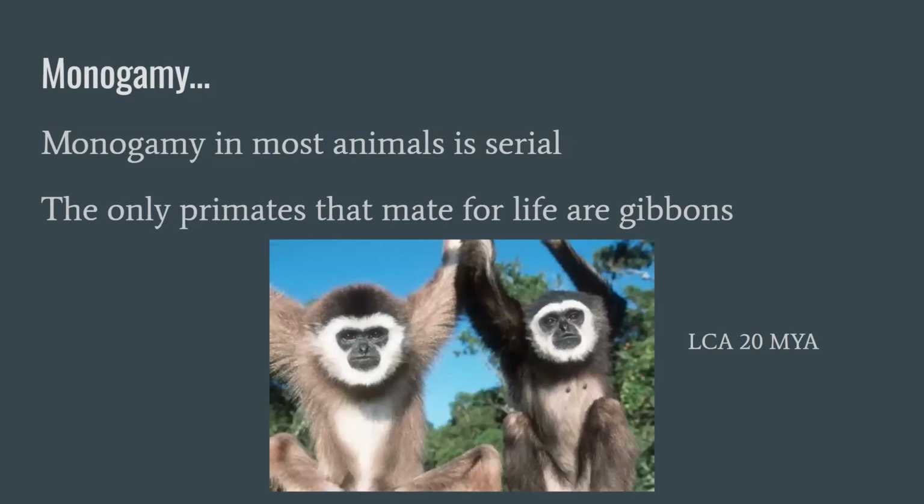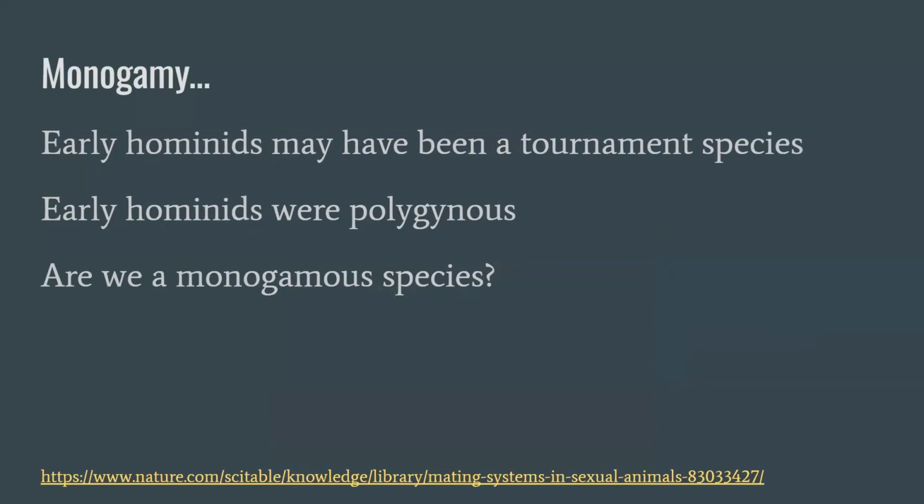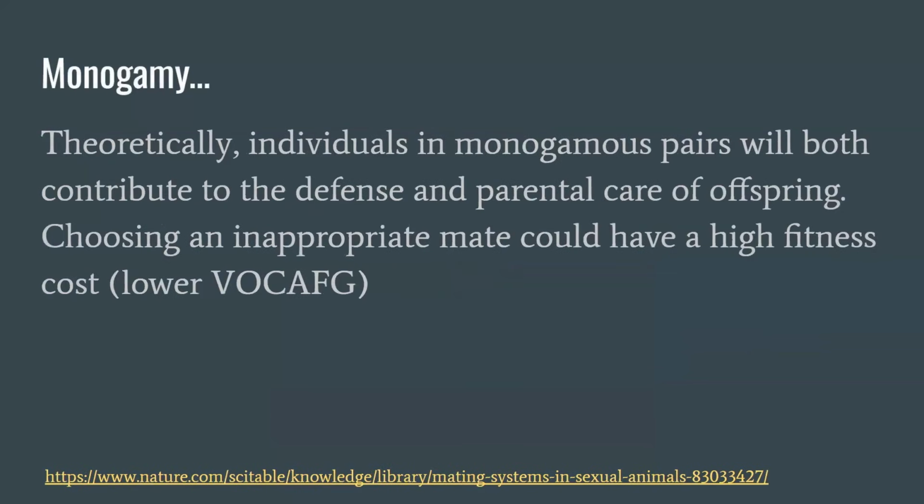And our last common ancestor with gibbons was 20 million years ago. So, this is probably not something we inherited from them. This is probably something they developed later. So early hominids, going way back, may have been a tournament species because of the size difference. That's a key indicator. Early hominids, though, at some point were definitely polygynous, right? We've got all the indicators for it. So now you have to ask the question, have we gotten to the point where we are a monogamous species? And if we are, just what kind are we?